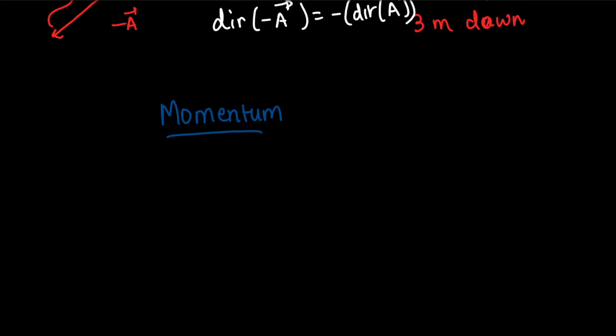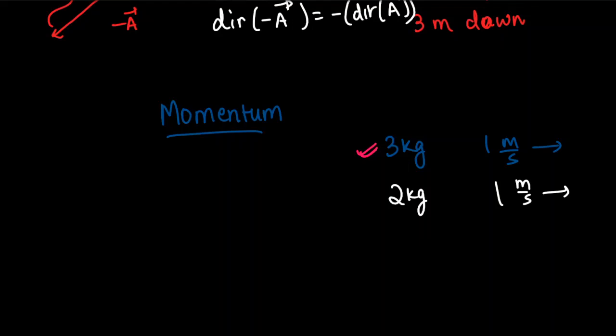So if something has a higher mass, say something with mass 3 kilograms and velocity 1 meter per second to the right, and you have another thing with mass 2 kilograms and velocity again 1 meter per second to the right, it's more likely that the 3 kilogram one will hurt you more than this 2 kilogram thing.